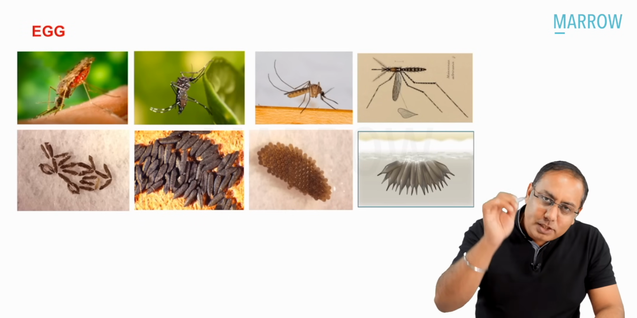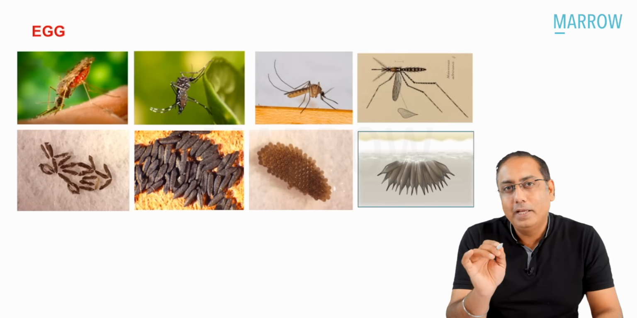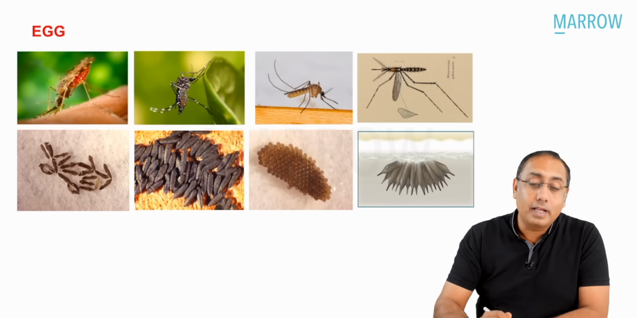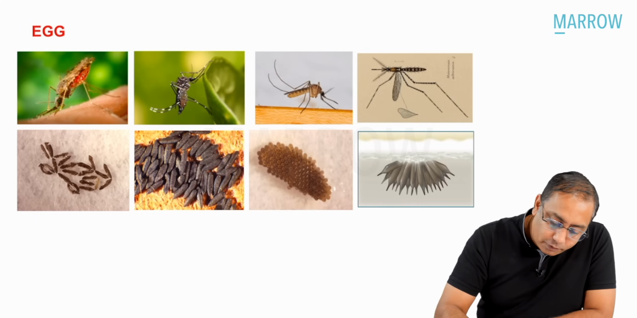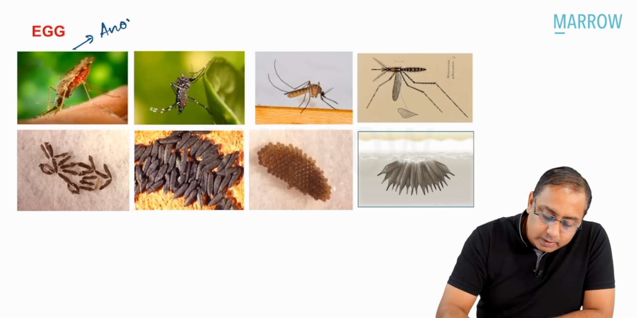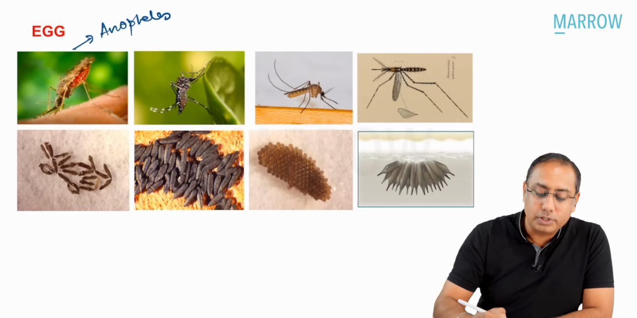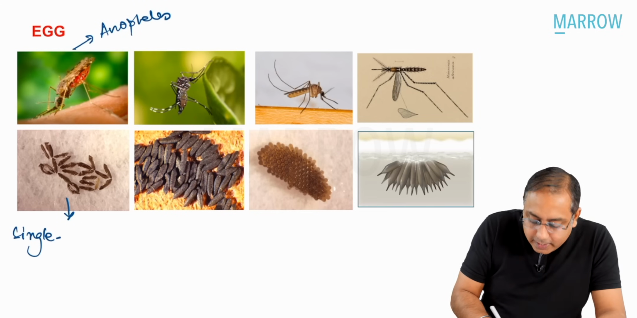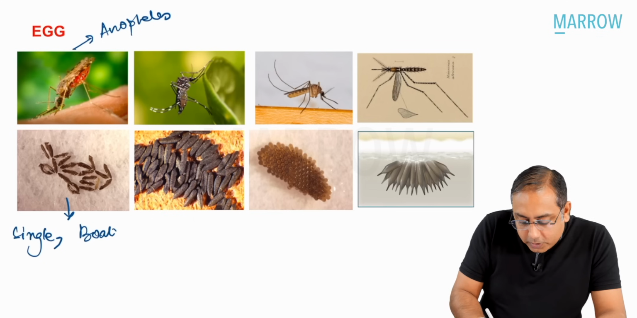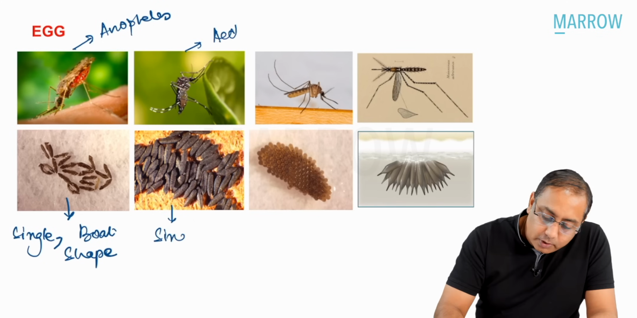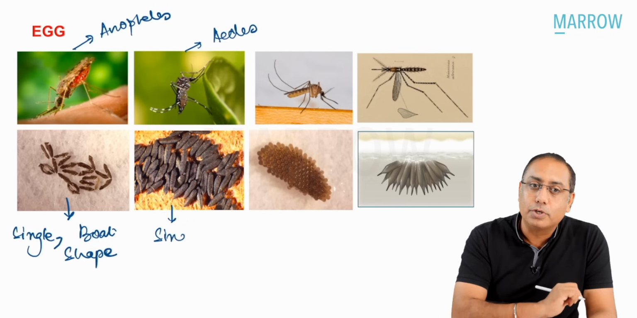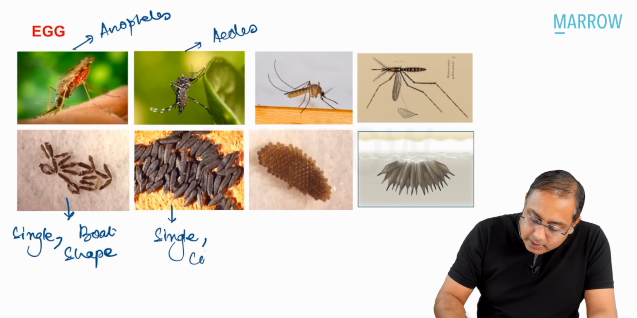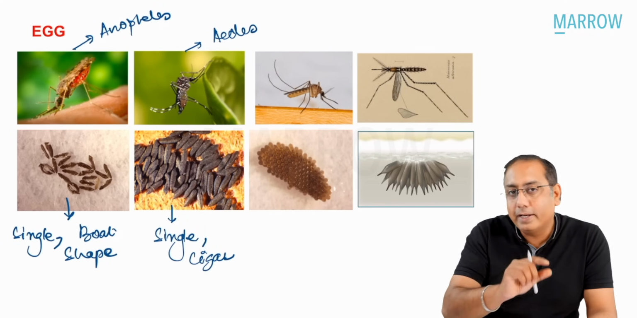Sometimes the examiner may still be very cruel and ask you regarding the different types of eggs. You have to memorize the different types of eggs. In the Anopheles mosquito, as you can see over here, the tail is up. The eggs are single eggs and they are boat-shaped. On the other hand, the Aedes mosquito also has single eggs, and these are cigar-shaped, elongated eggs.